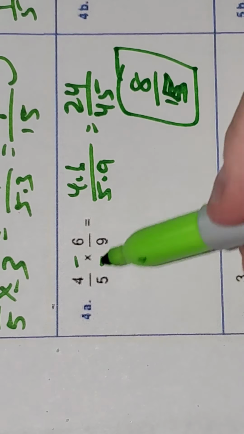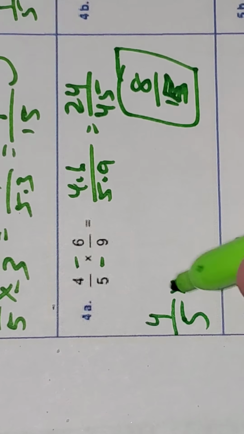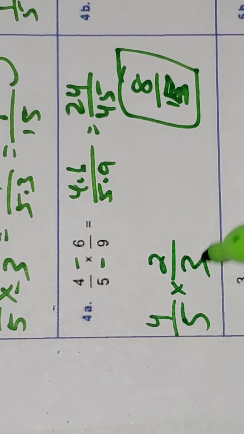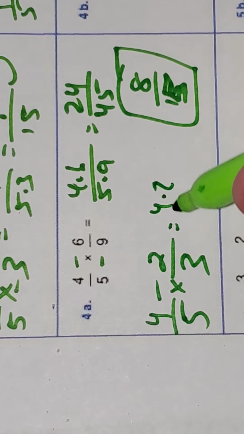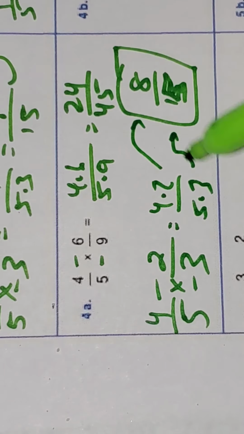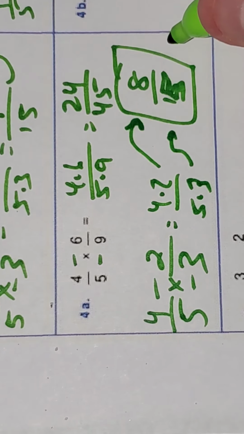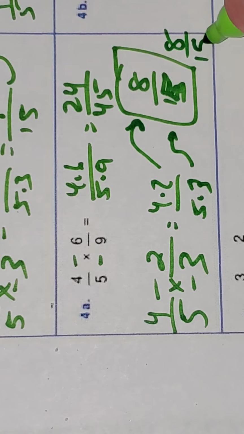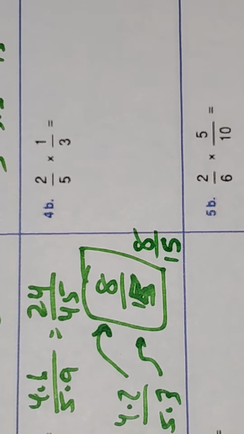Okay. So let's look here. This 4 over 5 is not going to reduce. However, 6 over 9 is same as 2 over 3. So what do we get? We get 4 times 2 over 5 times 3. Notice we get 8 over 15. 8 over 15 is our final answer. Sorry about this little mess up here. I'll rewrite it right here. 8 over 15. Okay.